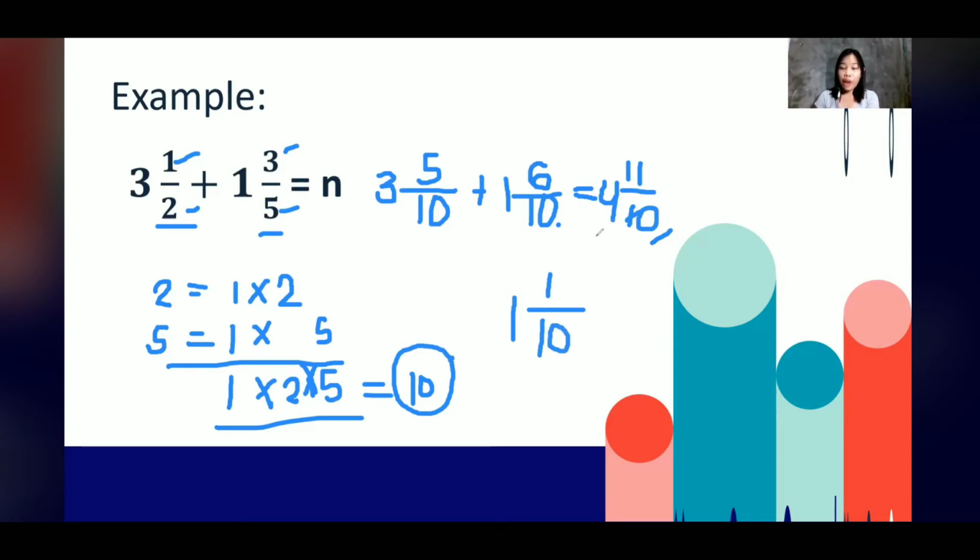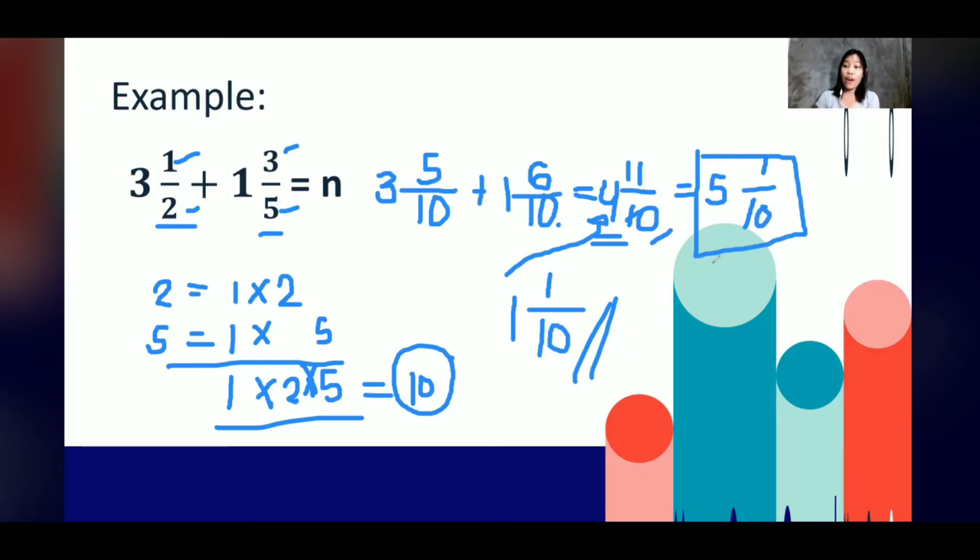So, our whole number here is 4. So, we will add 1 to 4. So, it will be 5, and then our fraction is 1/10. So 5 and 1/10 is our final answer. Did you get it? Alright. Do you have any questions? Clarifications? You sure?